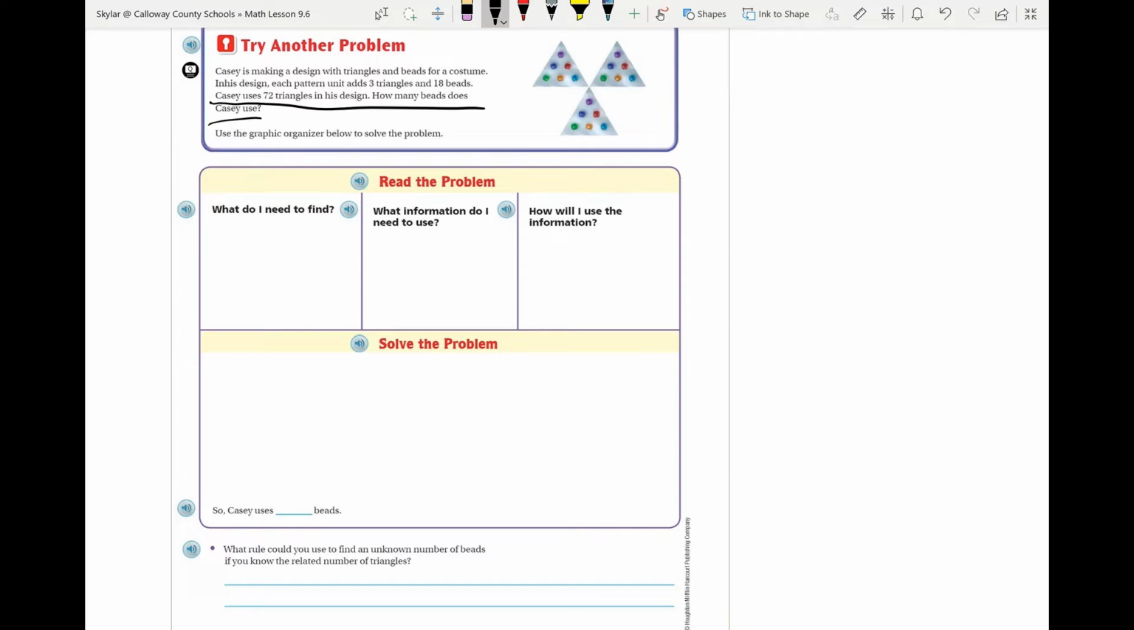So let's go ahead and write out what our rules are. We know that if we have one pattern, we are going to have 3 triangles and 18 beads.